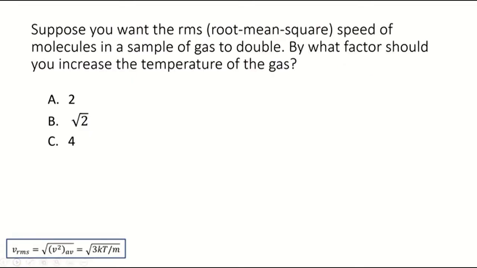Let's just do a quick example on this root mean square speed. Suppose you want the root mean square speed of molecules in a sample of gas to double. By what factor do you need to increase the temperature of that gas?